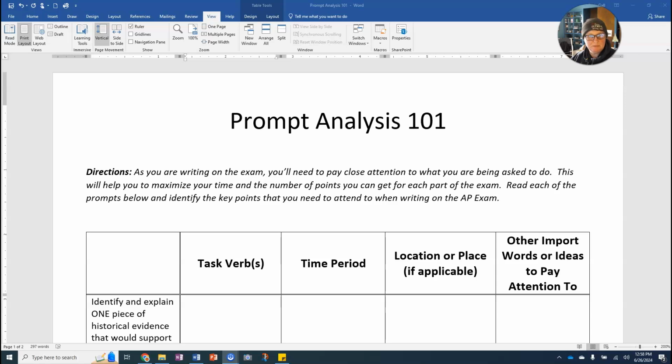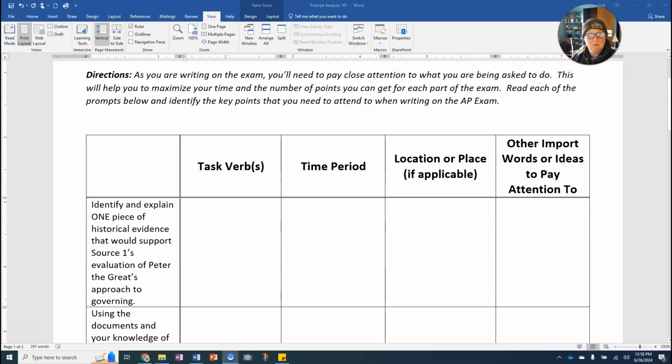Hi, welcome to our Prompt Analysis 101 activity. Really what that 101 means is just that it's like the beginning or the introduction to it.